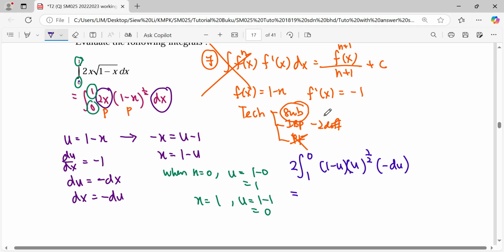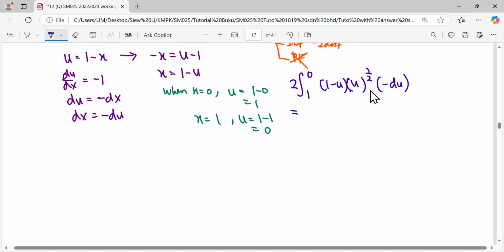So what can we do for this integration? We simplify. The negative coefficient we can take out, and at the same time, we can expand here, so it will be u power of 1 over 2 minus u power of 3 over 2, du.